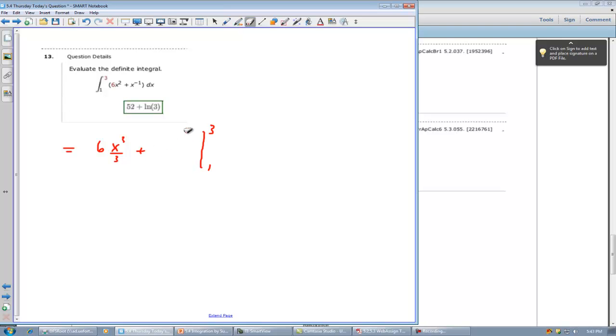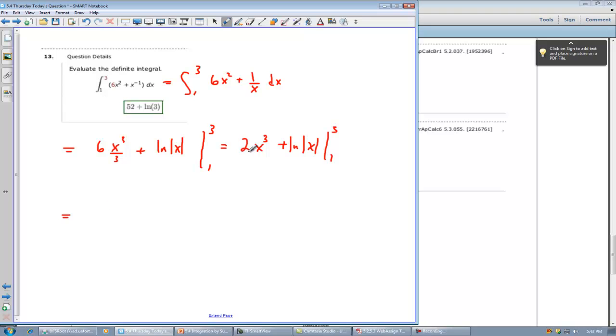And my mistake was that I didn't realize that this is one of my 4 types. This is actually the integral from 1 to 3 of 6x squared plus 1 over x. That's what x to the -1 is. And the integral of 1 over x is ln of absolute value of x. And so this is actually equal to 6 divided by 3 is 2, so I get 2x cubed plus ln absolute value of x, from 1 to 3.